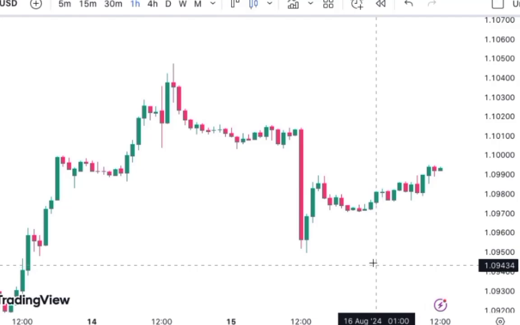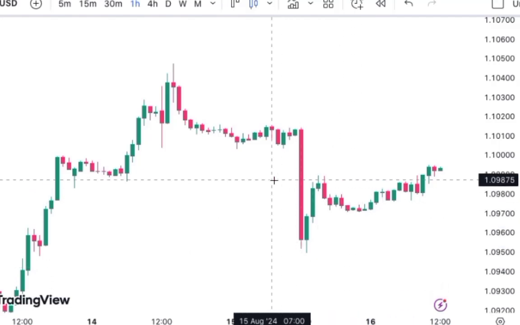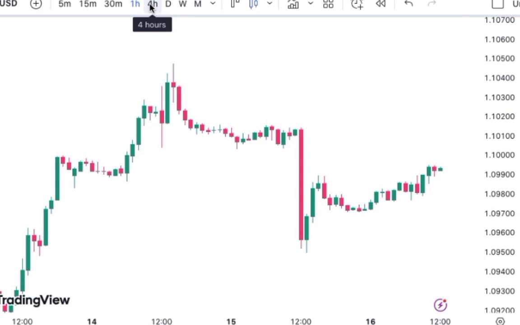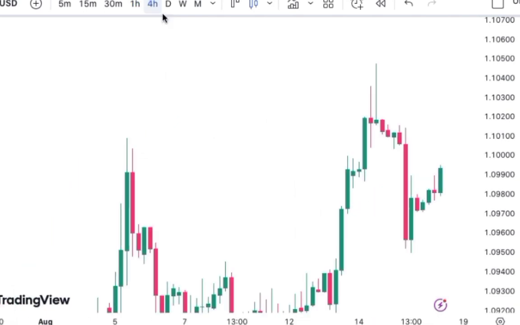This strategy is a very simple strategy. First of all, I like to begin doing my analysis starting from 4 hours. Now, after I've done my analysis from 4 hours, I'll scale down to 1 hour to know the current situation of the market before I finally go to 15 minutes to execute. Now, let's go to 4 hours time frame.